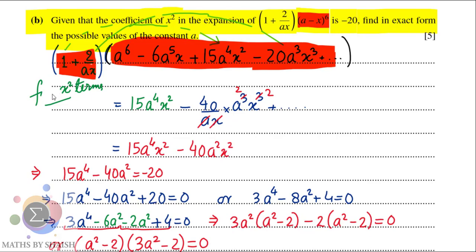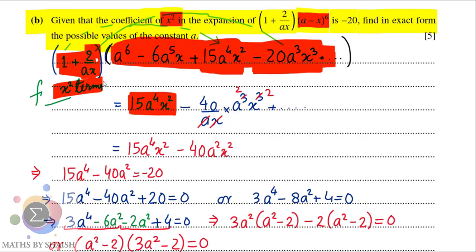They have given the coefficient of x square, so we are going to find the x square terms here. If we multiply 1 by 15a to the power 4 x square, then we'll get an x square term. So this is the first term. And if we multiply 2 over ax by minus 20 a cube x cube, then x cube and x will be cancelled and we'll be left with x square. That's why we have only multiplied these two. So we have these two terms only, which will give us x square terms.